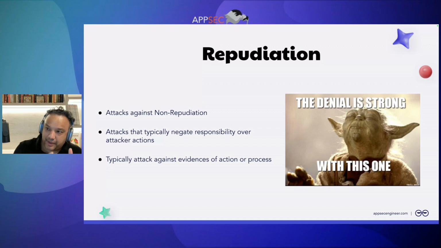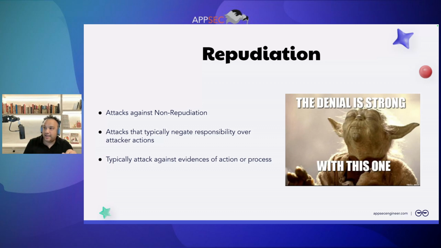Now, repudiation is typically a second order effect. It's usually not the same as you would see with the other categories. When you typically do both spoofing and tampering, you have repudiation. Usually, not always the case. If you do both spoofing and tampering, you have repudiation.